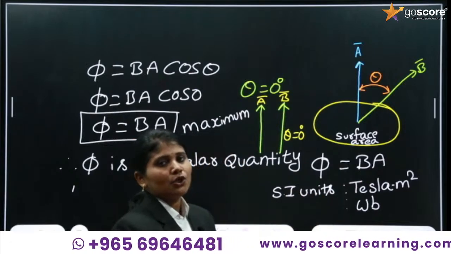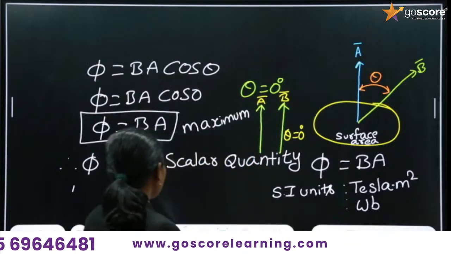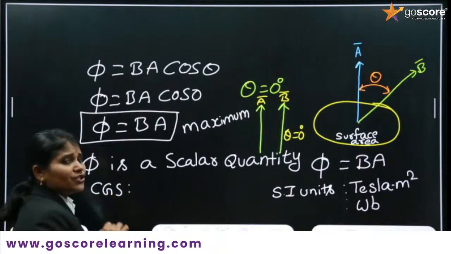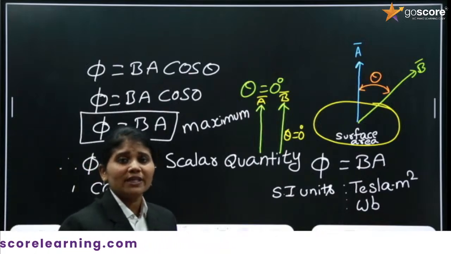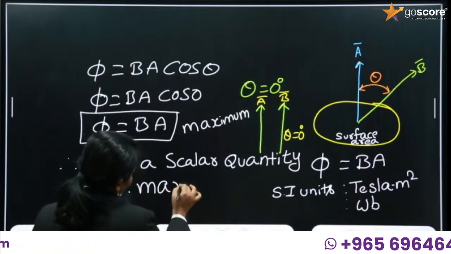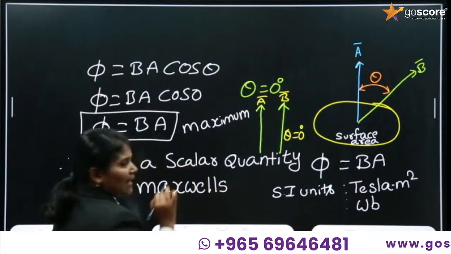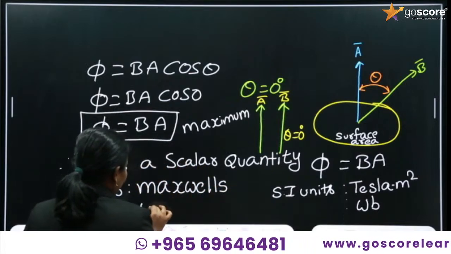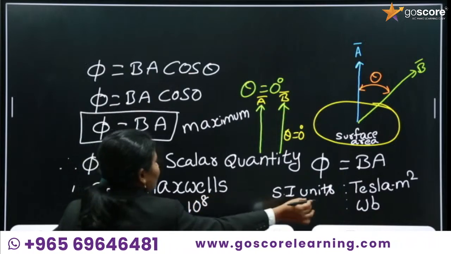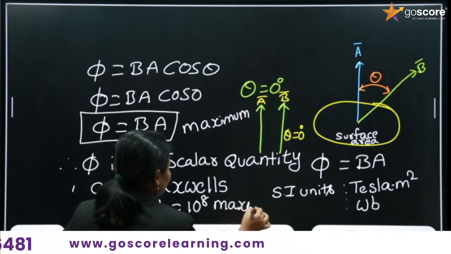And then what is the unit in CGS? In CGS, the magnetic flux unit is Maxwell. And one more thing, guys, 1 Weber is equal to 10 to the power of 8 Maxwells.